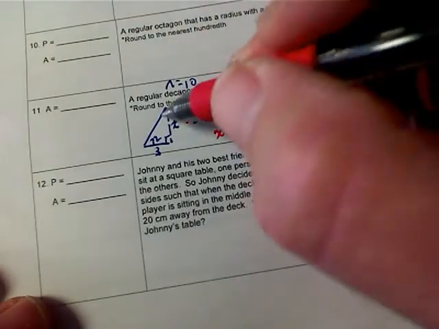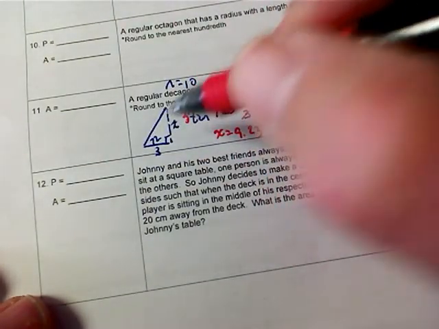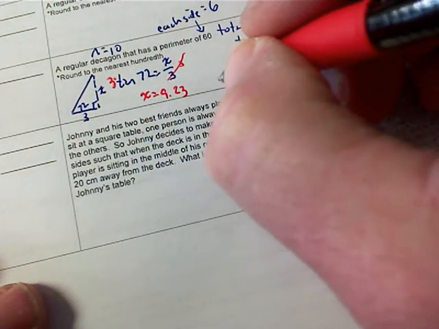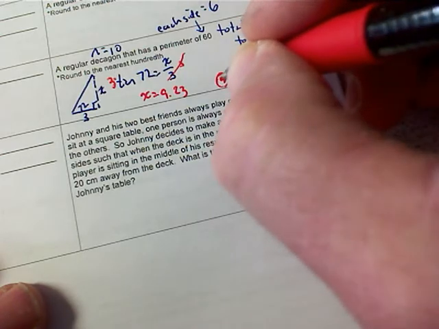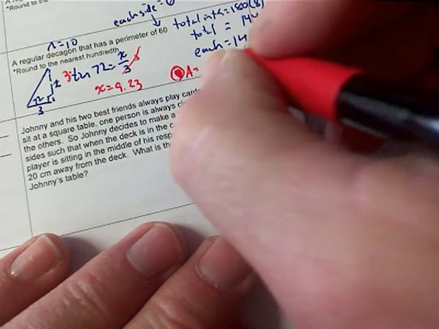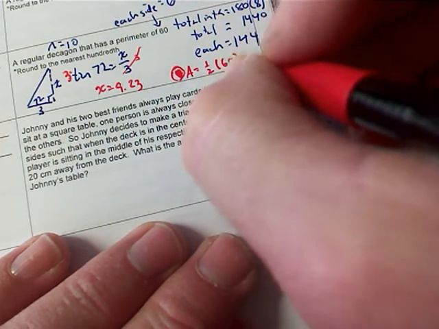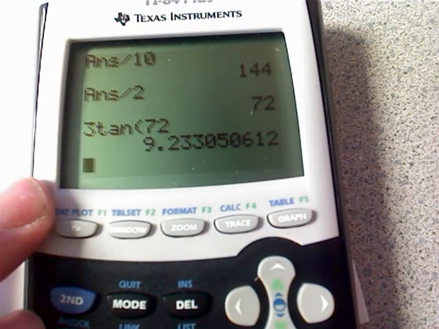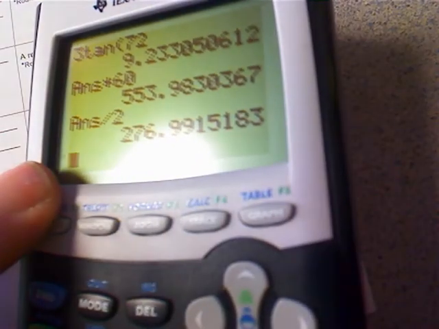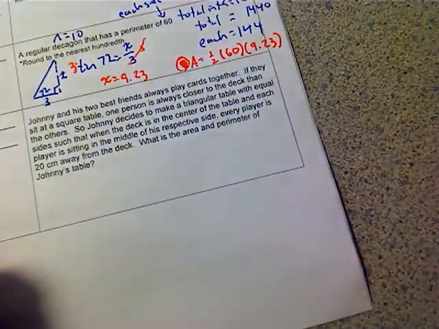Now x, this distance here, is the apothem. So the perimeter is 60. The apothem is that. Then the area is 1/2 the perimeter times the apothem. And it said to round to the nearest hundredth, so I take this number right here and I multiply it by the perimeter, and I divide it by 2 or multiply it by 1/2, and I want to do that to the hundredth, 276.99.